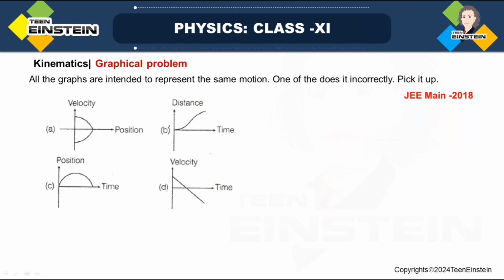So this curve will be the incorrect graph representing the same fact of uniform acceleration or deceleration. The position time curve will actually be parabolic, and that is where the problem is here. The distance time curve and position time curve will look similar.